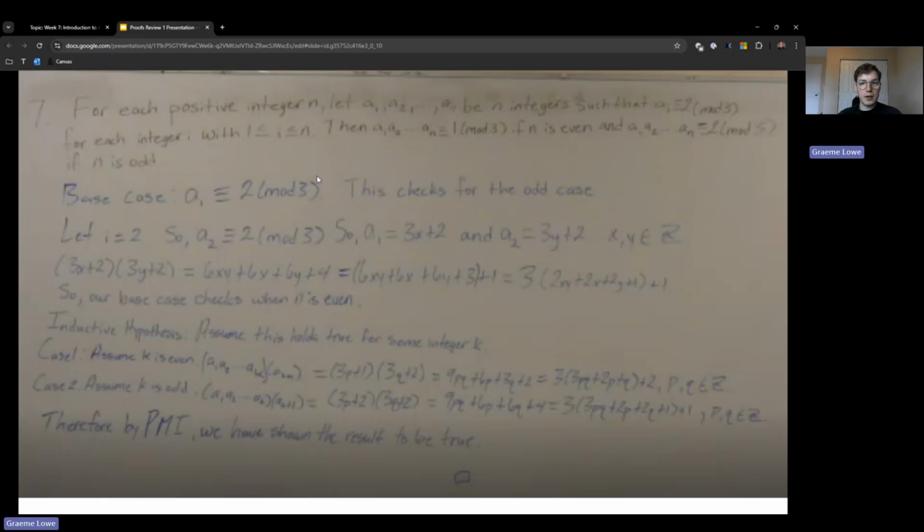It is odd because we're only looking at one term, the first term. So that itself, multiplied by nothing else, is equivalent to 2 mod 3. So this statement here is true for the base case for odd.